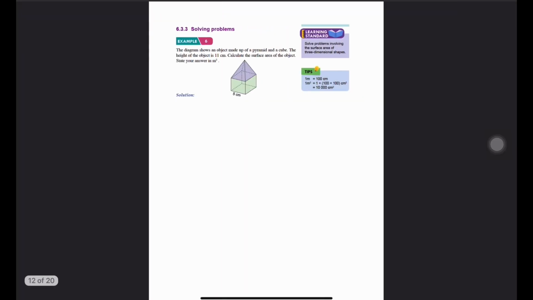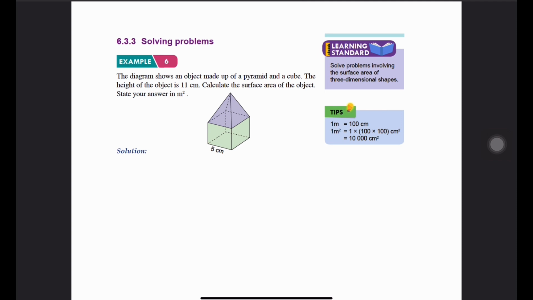Next, solving problems. Okay, the last subtopic for today. Okay, learning standard. Solve problem involving the surface area of three-dimensional shapes. Okay, usually yang ini kita ada bercantum lah, kita cantumkan pelbagai bentuk.